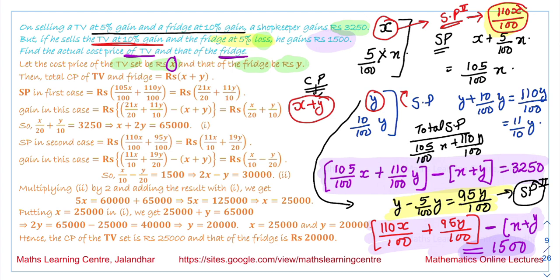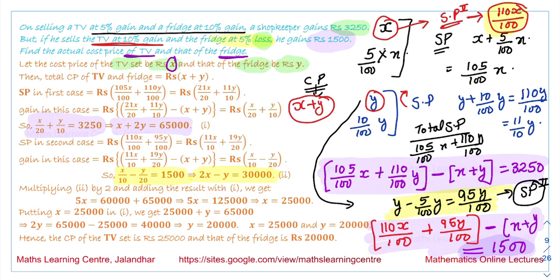Now on solving these two equations, when you simplify them, the first equation comes to the form x by 20 plus y by 10 is equal to 3250. Further simplifying, you get x plus 2y equal to 65,000. The second equation comes to the form x over 10 minus y over 20 equal to 1500. So we get 2x minus y is 30,000.